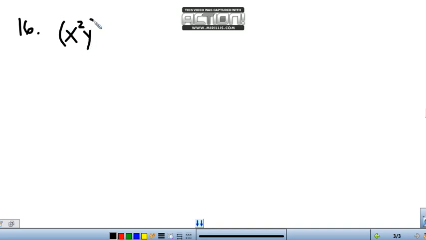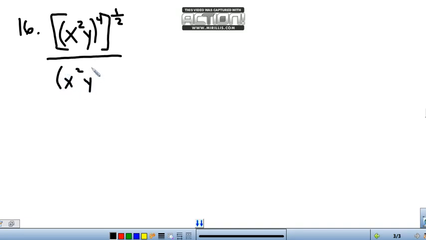Get a new sheet of paper. Okay, 16. Ooh, big one. We have x squared y in parentheses to the 4th power, and then all of that is to the 1/2 power, over x squared y in parentheses to the 1/2 power, and all of this is to the 4th power.